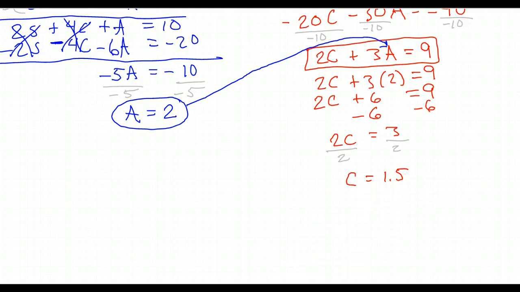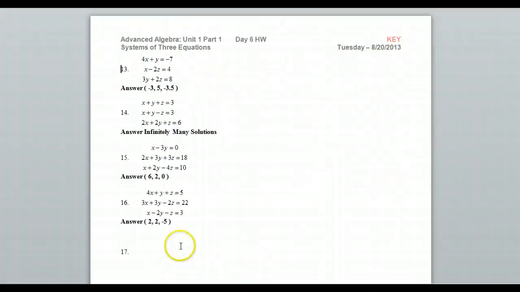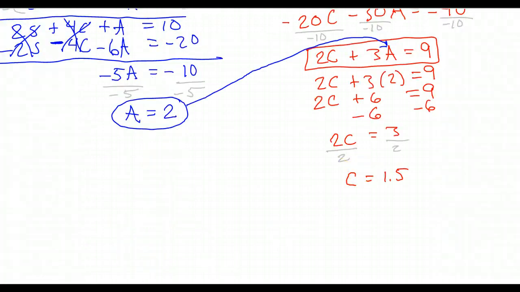Should I cheat and check the answer key before I go any further? All right, so I've got a equals 2, c equals 1.5. Let's cheat and look at the answer key, shall we? I don't want to do this whole problem. Oh, you know what? There is no answer key. I guess I'm making that answer key right now. Let's just hope I'm doing it right. So c equals 1.5. Own it.